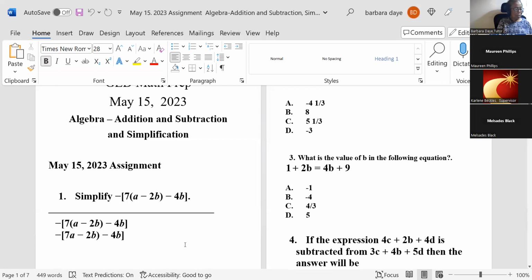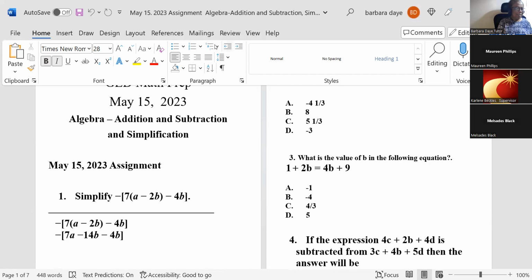Okay, 7 by a minus 2B. What's 7 times a minus 2B? A minus 14B. Remember, Maureen, this is throwing away the variable. What is it, Maureen? Minus 14B. That's right. Okay, so we take out the parentheses. Now you did the parentheses.